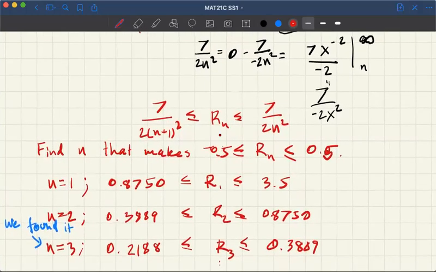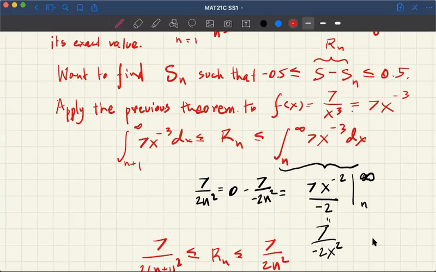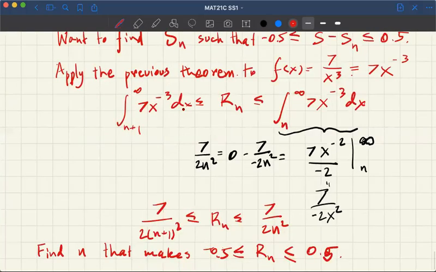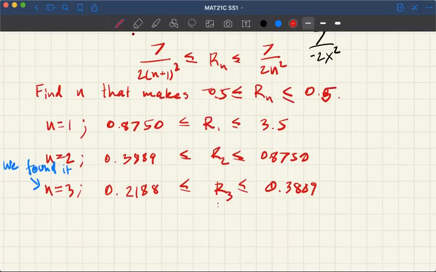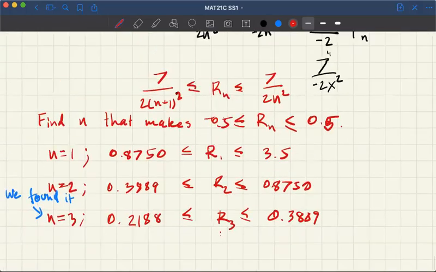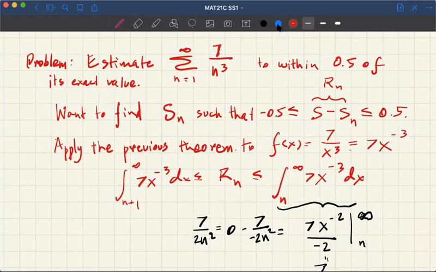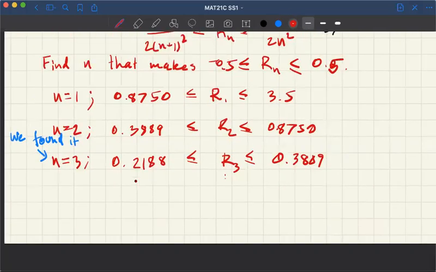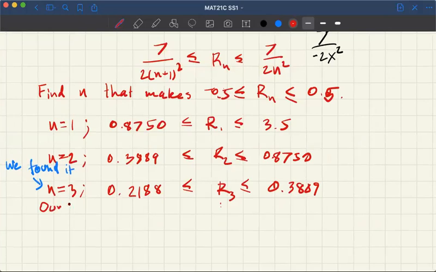Actually, that's not quite what we should answer. You have to sum up the first three values, right? We have to remember here. We want to find what? Sn, right? So our answer is S3. What is S3? Well, the first three terms, right?